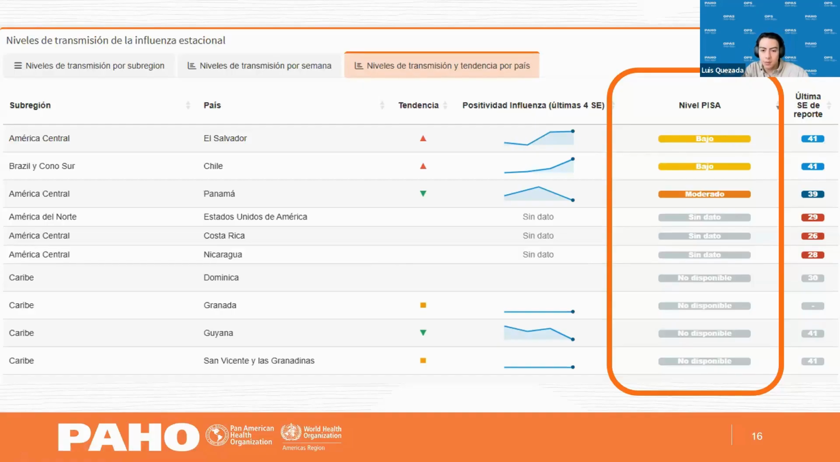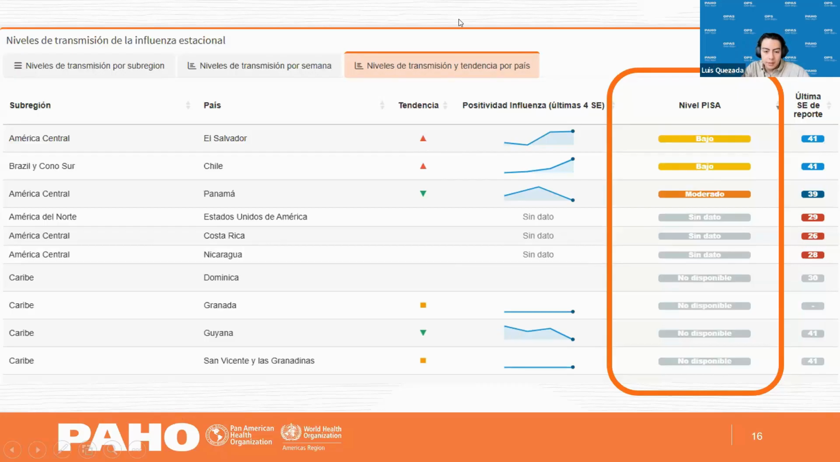And we have countries with lower levels, but with an ascending trend. We have Panama with a moderate level, but it has a descending trend. And El Salvador and Chile has an ascending trend. That's why they are beyond the basal level. And this is data that was reported in week 41, as can be observed in the last column.